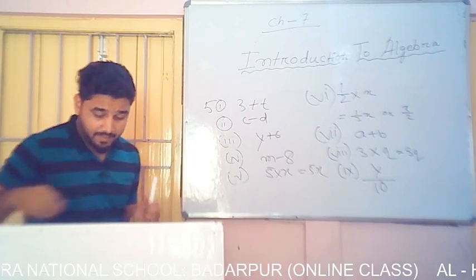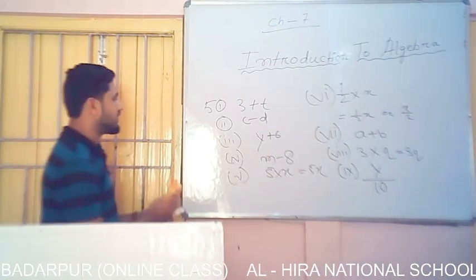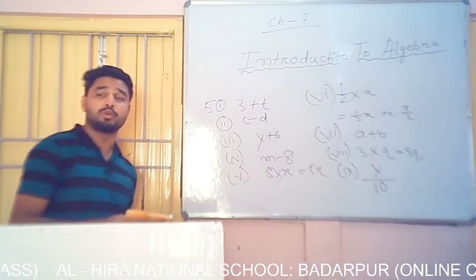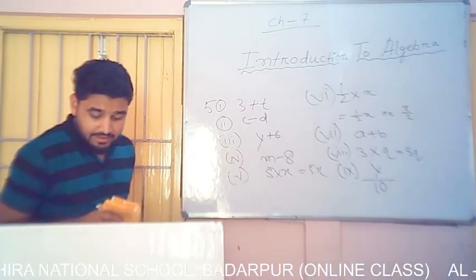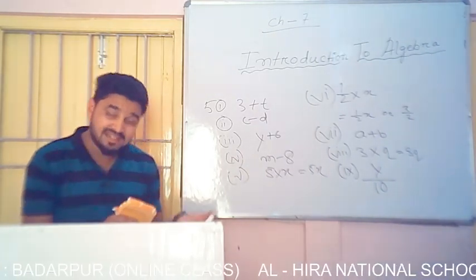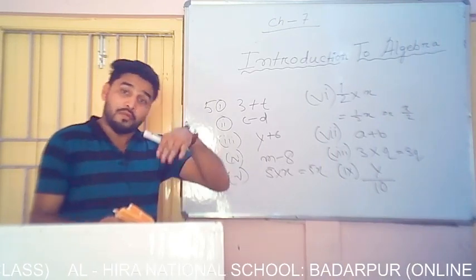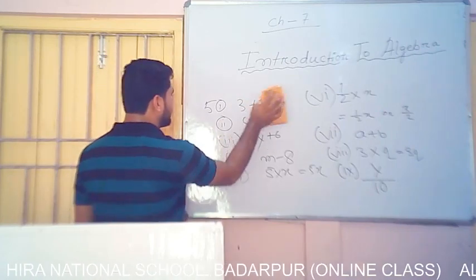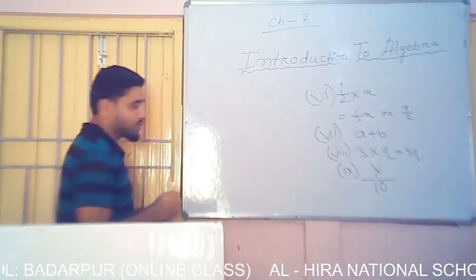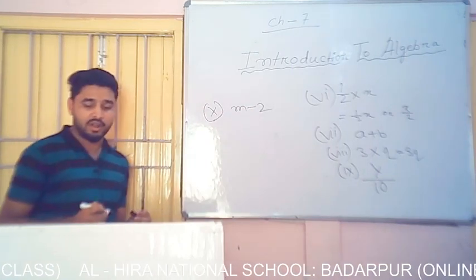Now come to question number 10. 2 less than m. If you find the words less than, then also we should use what? Subtraction. But here in the question it is given 2 less than m. That means we should subtract 2 from m. So question number 10 will be m minus 2. That is your required answer.